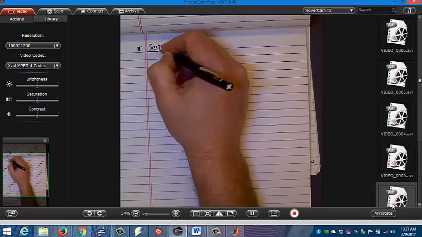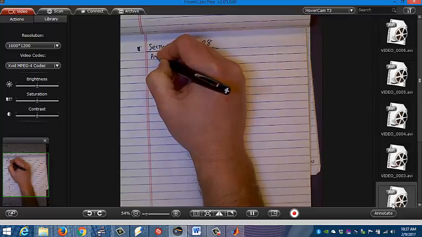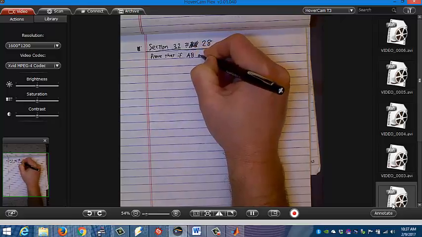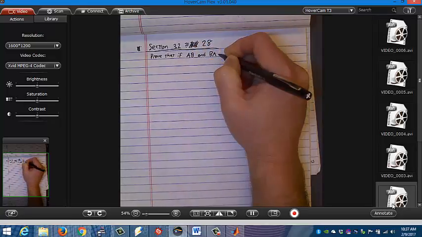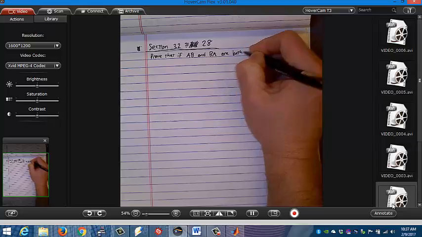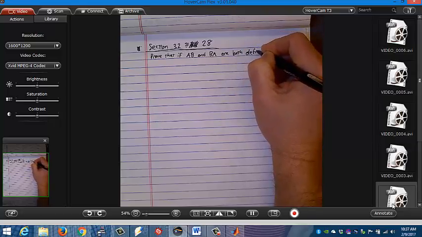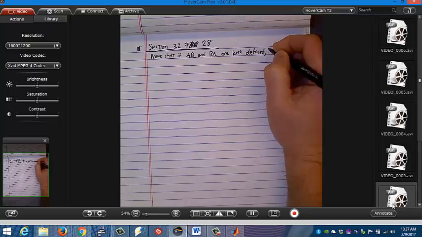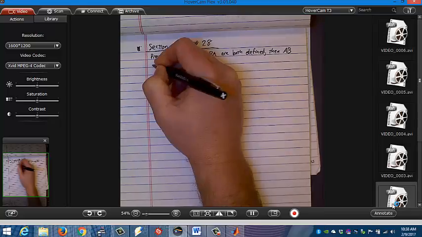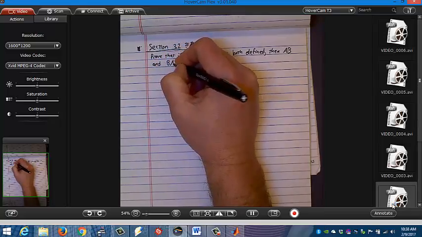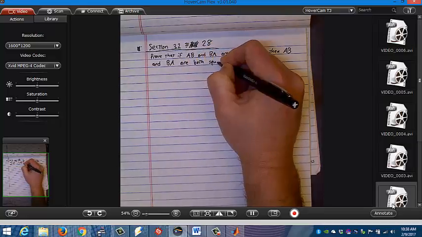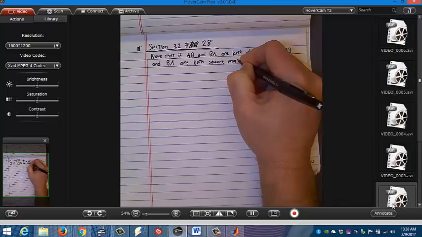It says, prove that if A, B, and BA are both defined, then AB and BA are both square matrices.